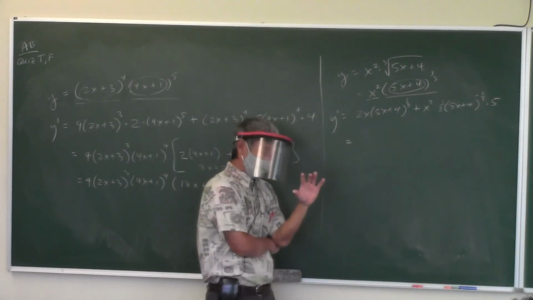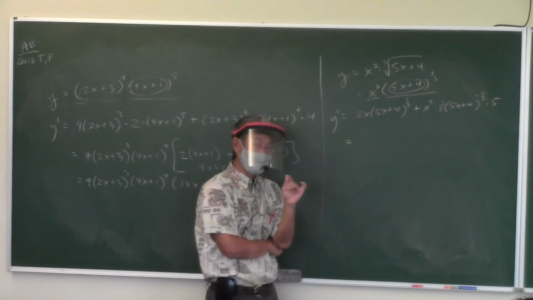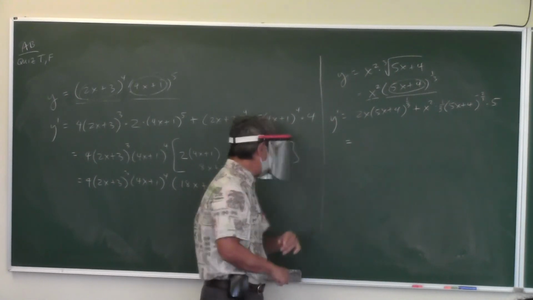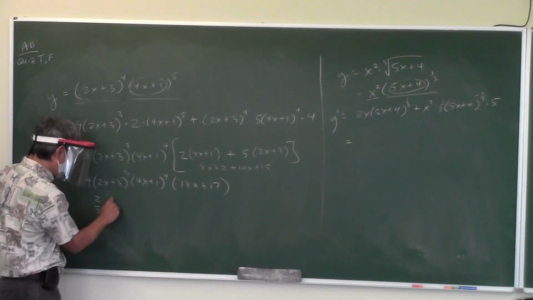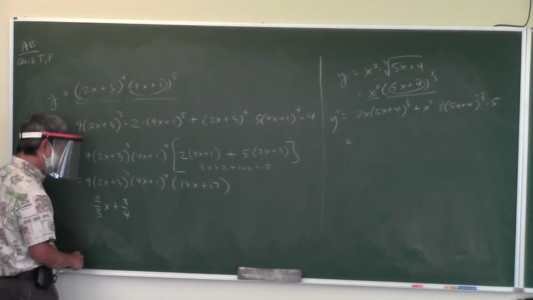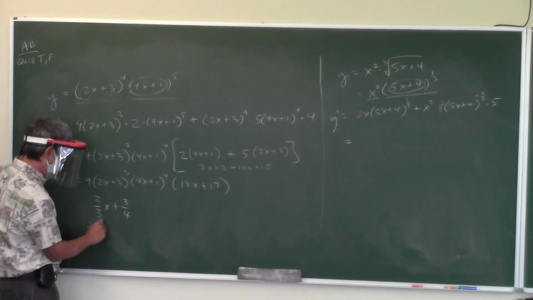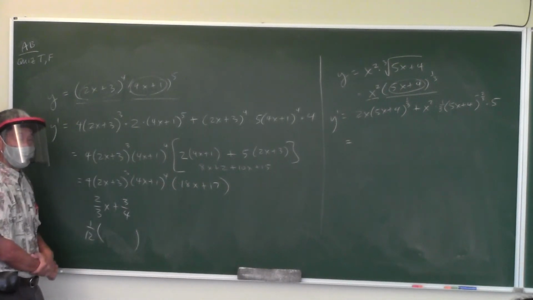Okay, I'll give you a hint. Whenever you have fractions, you should always factor out the least common denominator. Just like this. Okay, let's go back to algebra 1. 2/3 x plus 3/4. Didn't you guys learn to factor out a 1/12?